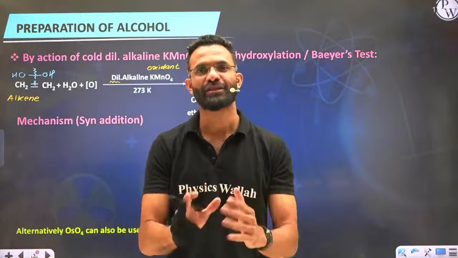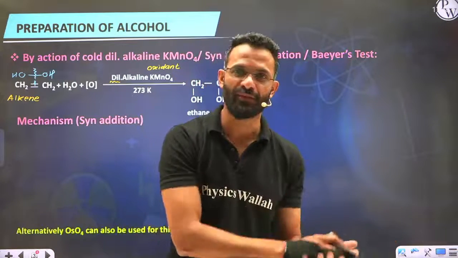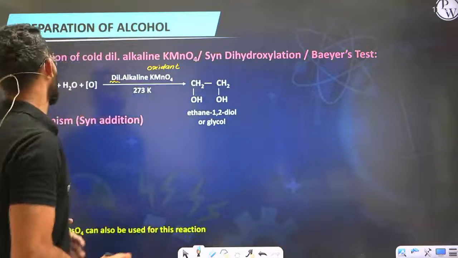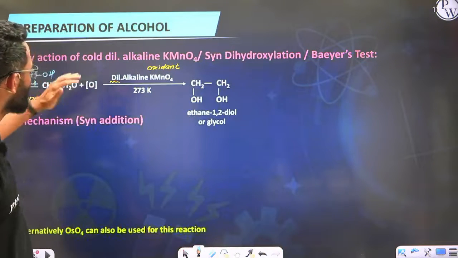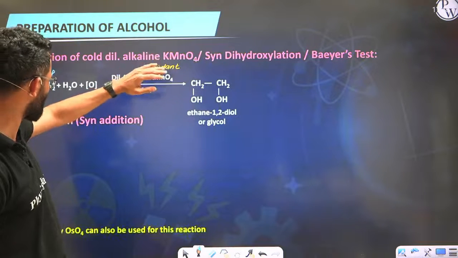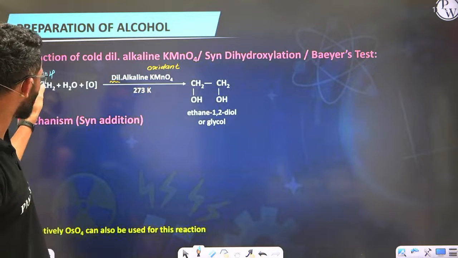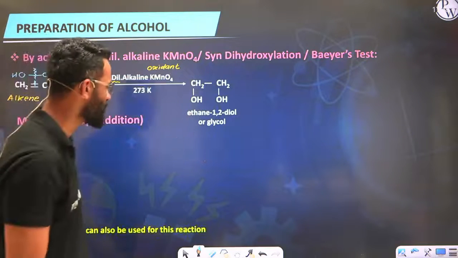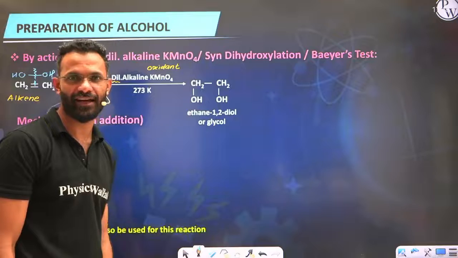Guys, this is just a way of remembering the reaction. We are going to see the mechanism as well. Yes, so what we learned here, an alkene upon reaction with cold dilute KMnO4, which is an oxidizing agent, will oxidize the olefinic double bond, that is carbon-carbon double bond, converting that into vicinal diol, that is a glycol.